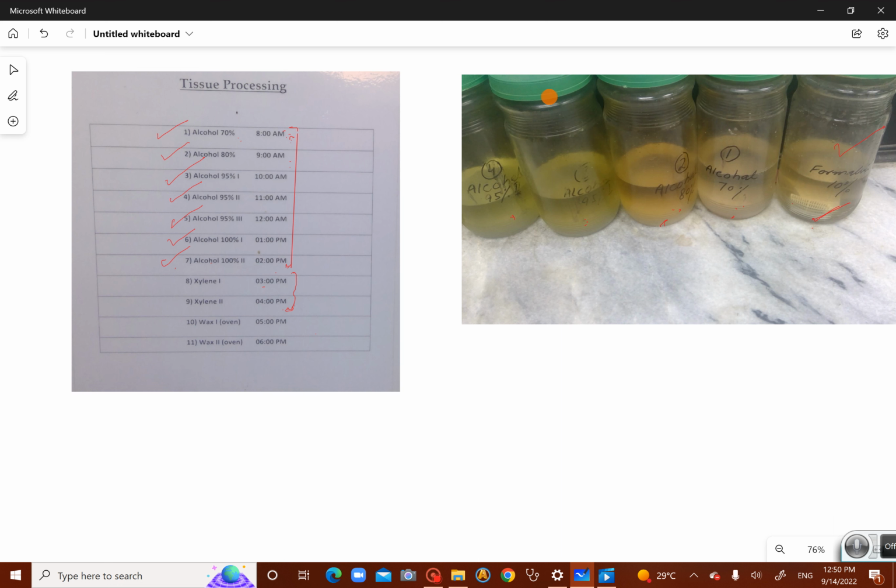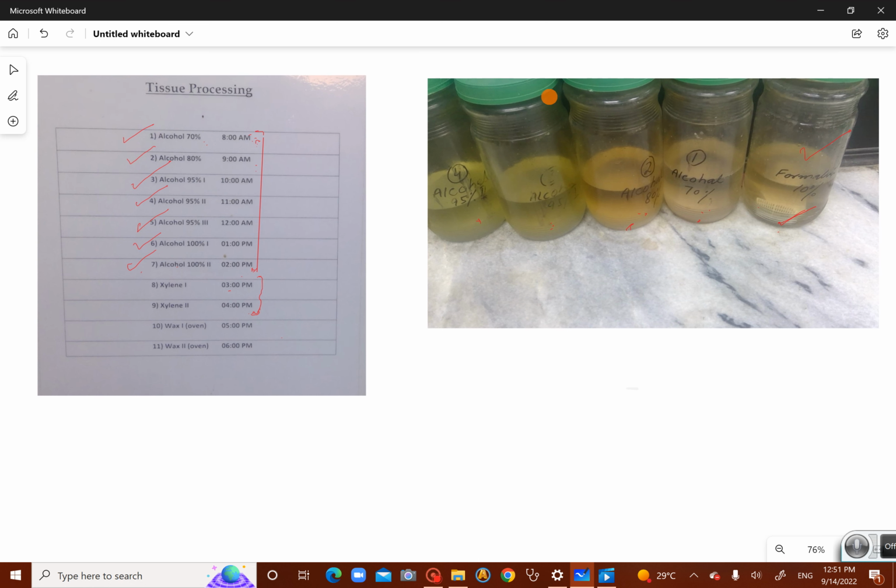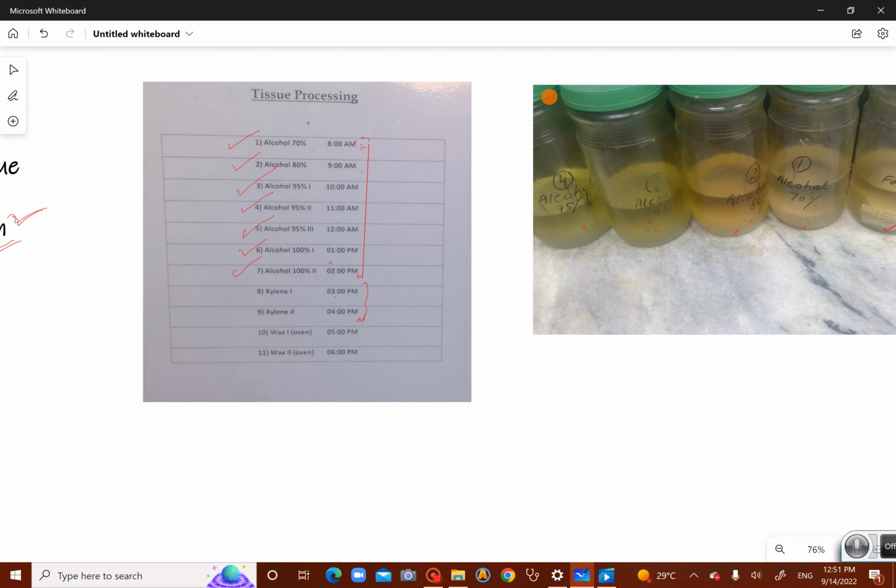Paraffin is not soluble in water. That's why this process is done. You have to dehydrate first to remove water. Water will be replaced by alcohol, but you can't infiltrate paraffin in alcohol because paraffin is not soluble in alcohol. Then you replace alcohol with xylene, and once the xylene is there, then you can put paraffin wax inside, because liquid paraffin is soluble in xylene. So that is known as clearing.